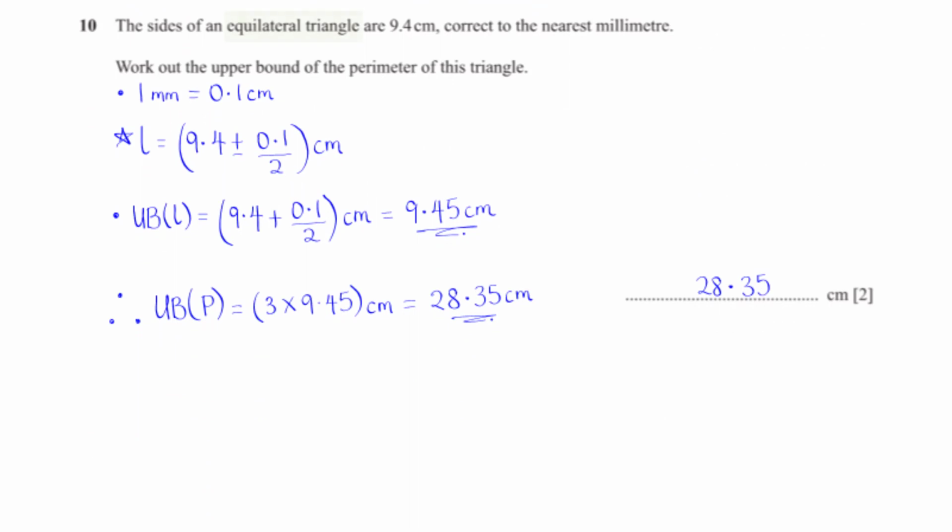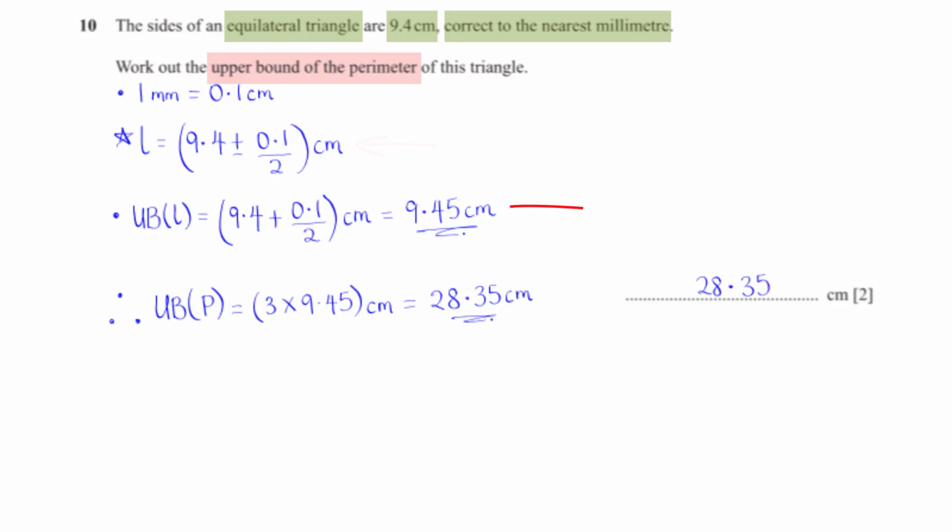The sides of an equilateral triangle are 9.4 centimeters, correct to the nearest millimeter. Work out the upper bound of the perimeter of this triangle. First off, let's convert 1 millimeter into centimeters. Since our expected answer is to be in centimeters, we want to ensure that all our values are in centimeters. Since we are rounding 9.4 centimeters to the nearest millimeter, which is 0.1 centimeter, we are going to bring our plus and minus and also divide 0.1 by 2.